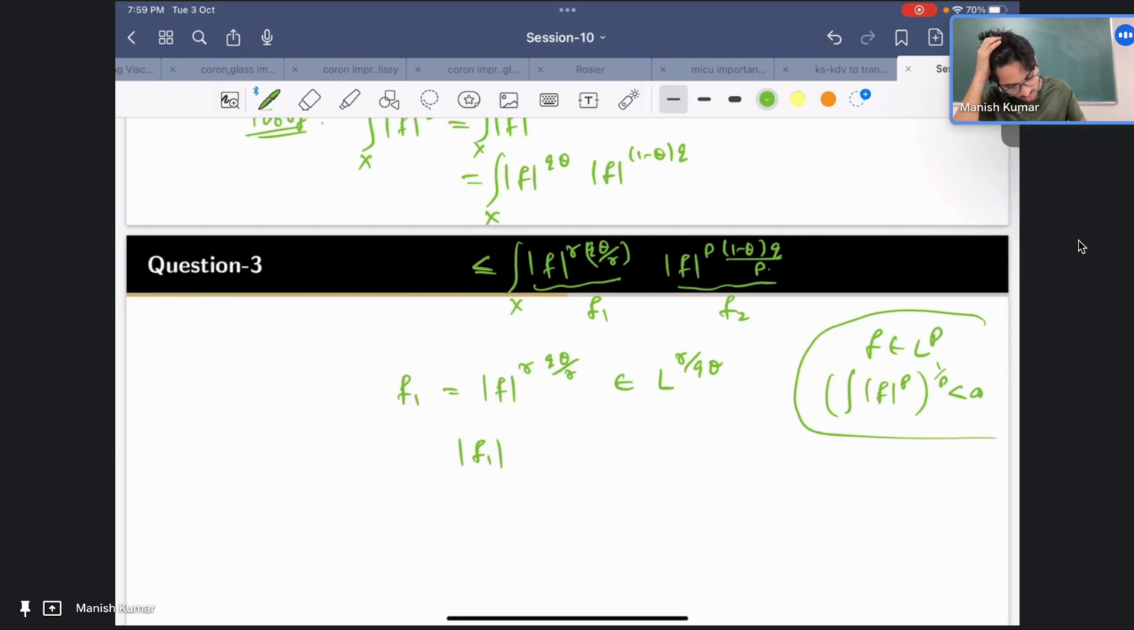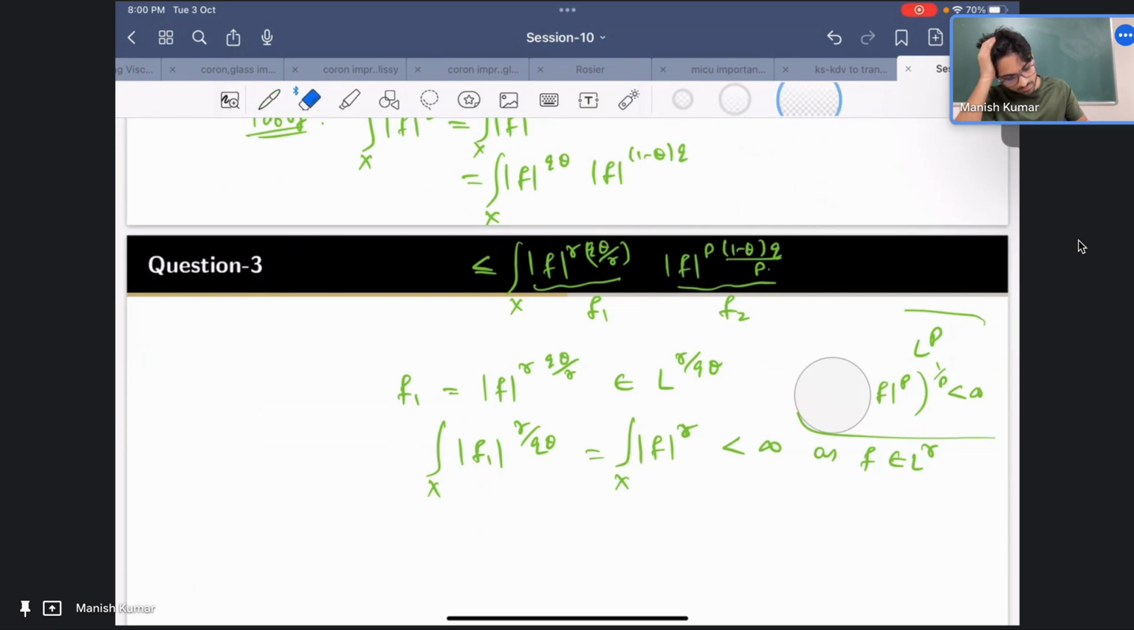Why? Because f1 raised to the power r by q theta gives mod f raised to the power r. If I integrate this, you know that f belongs to L^r, so this is finite as f belongs to L^r. So this f1 is in L^(r by q theta), because of this.